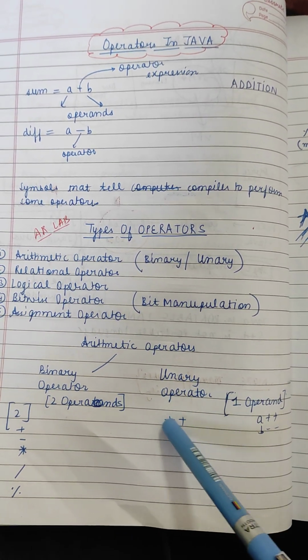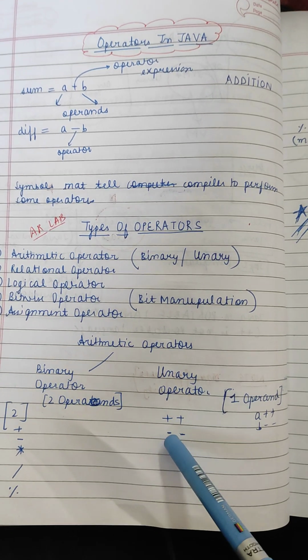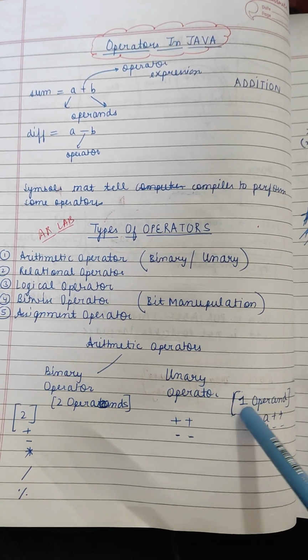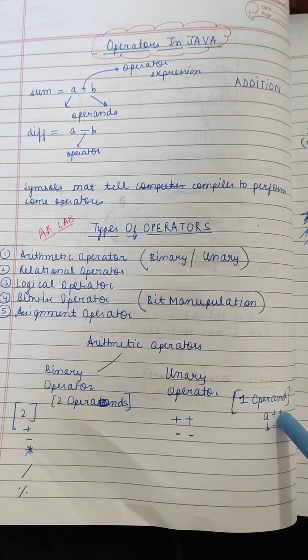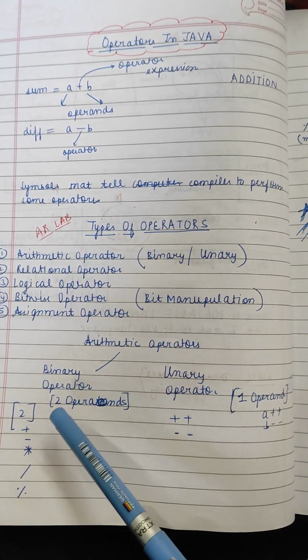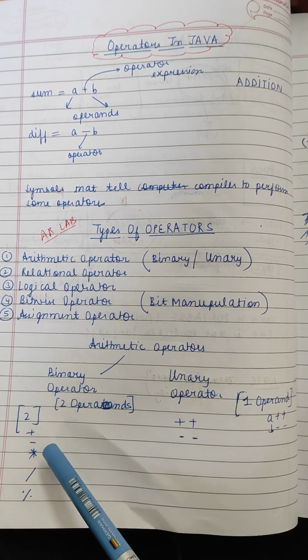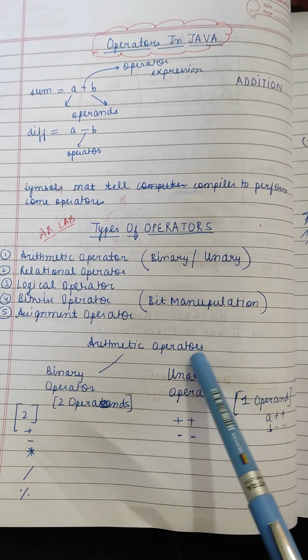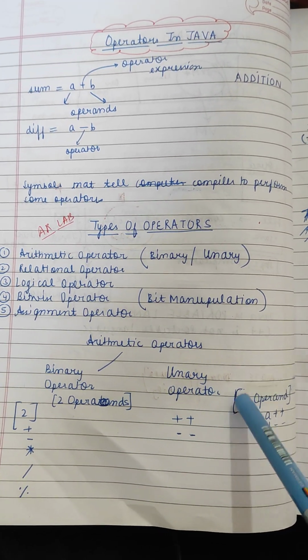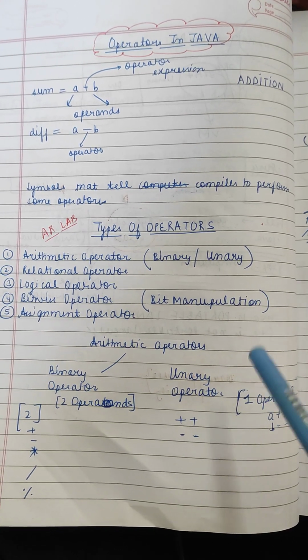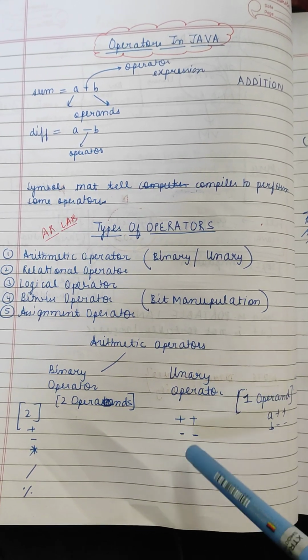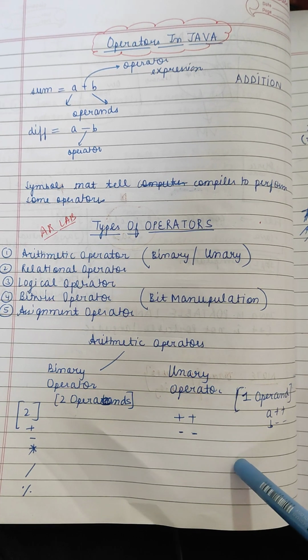Here we are using plus only, and here minus only. So these are the unary operators where there is one operand only, like a plus plus, b minus minus. Here two operands are there, in the sense a plus b. A and B are two operands, whereas in the unary operator a plus plus, only one operand is there. Plus plus stands for increment and minus minus stands for decrement.